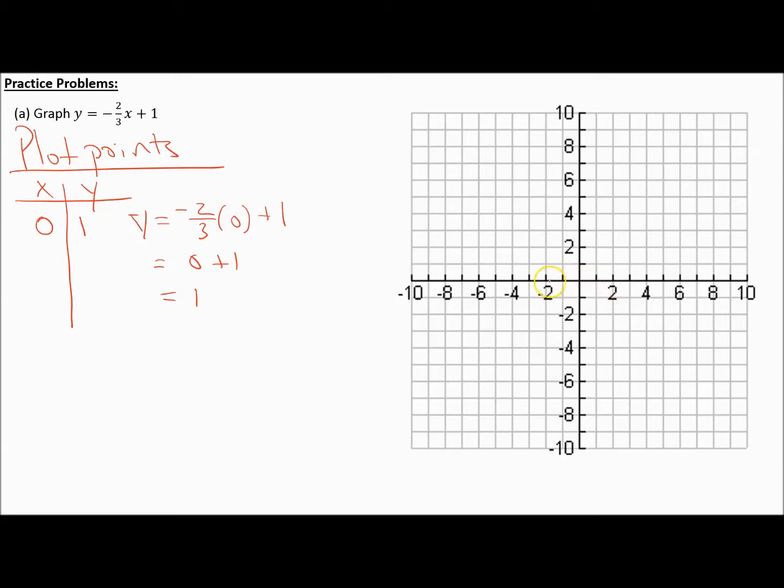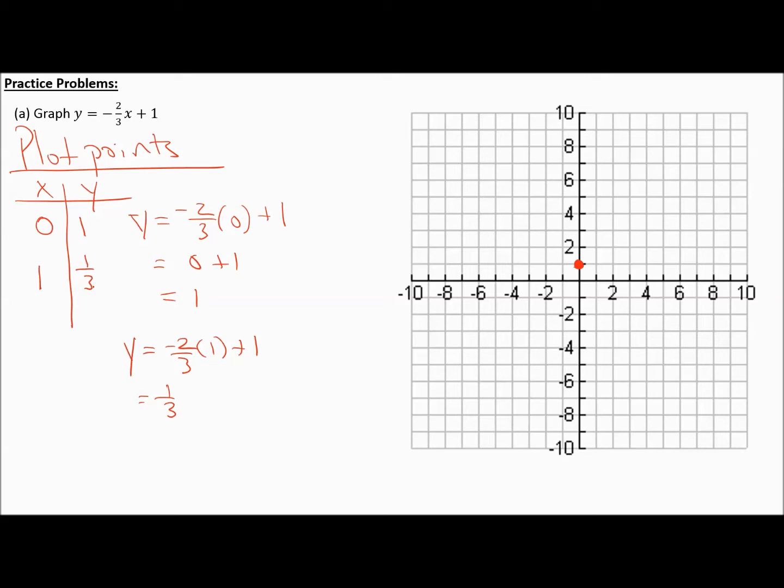Remember, left, right is your x value, but since x is 0, I don't go left or right, and y is 1. That's going to give me this point right here on my xy axis. Now I could also plug in 1, and I'm going to write it down, then I'm going to erase it because I don't like it. It's negative 2/3 times 1 plus 1. Now that's completely doable. Negative 2/3 plus 1 is actually positive 1/3. A calculator that does fractions for you will tell you that.